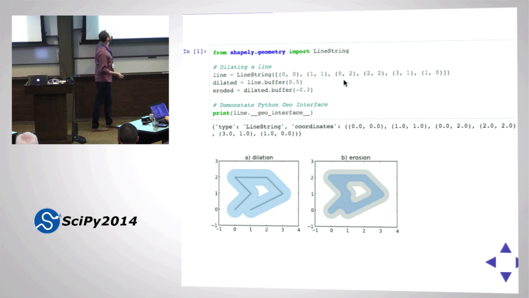So that's the original line. That's the buffered line. And here's the buffered line, and here's the eroded line. It's really easy. Just to buffer it, you just call buffer. Super, super simple. And then I could do an intersection and all sorts of fun things like that. And just to show you what the Python geo interface looks like, here is line.__geo_interface__.